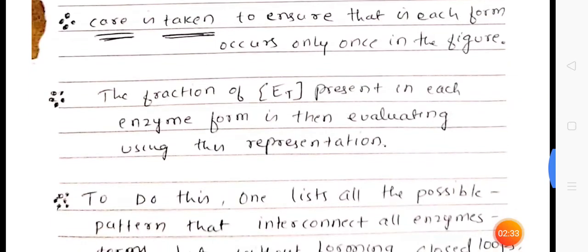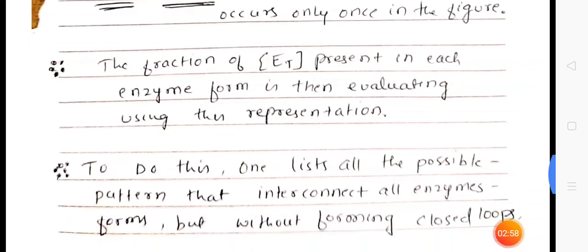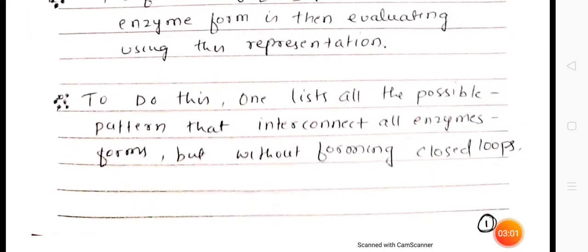When you draw the figure, the representation gives the fraction of the total enzyme concentration present in each enzyme form. There are different forms, and each enzyme form is evaluated using this representation. To do so, one lists all the possible patterns, draws them, and interconnects all the enzyme forms.